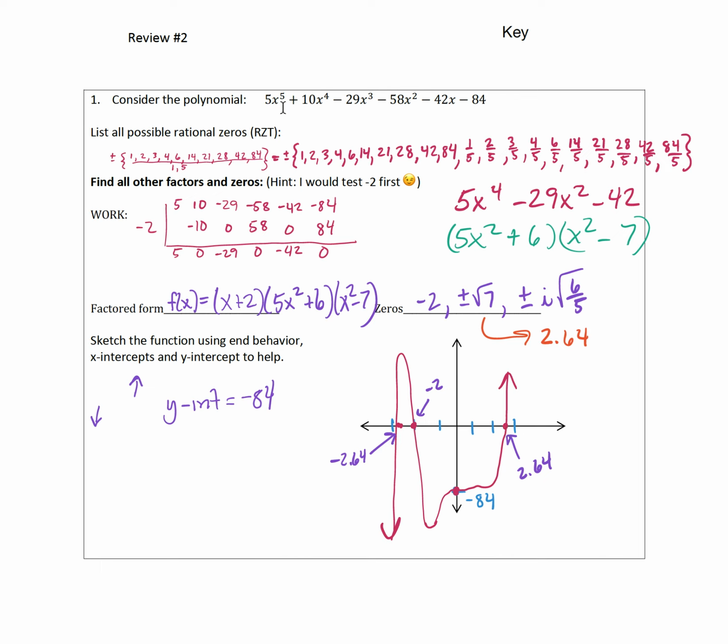Even though it's a degree 5, there are 5 zeros, but there are only 3 real ones. So up, down, squiggle, up. And so it still looks like x to the 5th. It's got 3 real solutions, 2 imaginary solutions, and the y-intercept is -84.